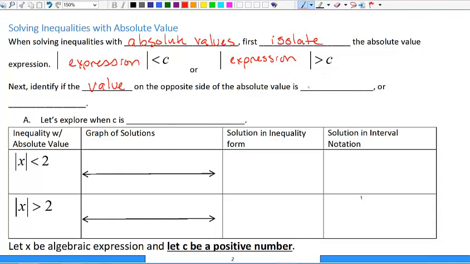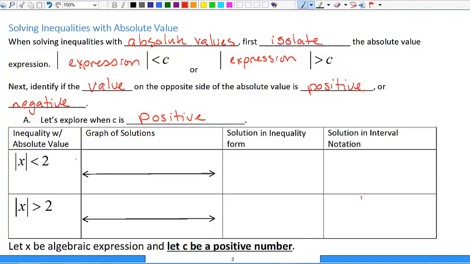if the value on the opposite side of the absolute value is positive or negative. Okay, so we're first going to spend a lot of time exploring when C is positive, and then we'll practice some. Then we'll come back and find out what happens if C is negative. So if we have C is positive, so I inserted a 2 here. So the absolute value of x is less than 2.